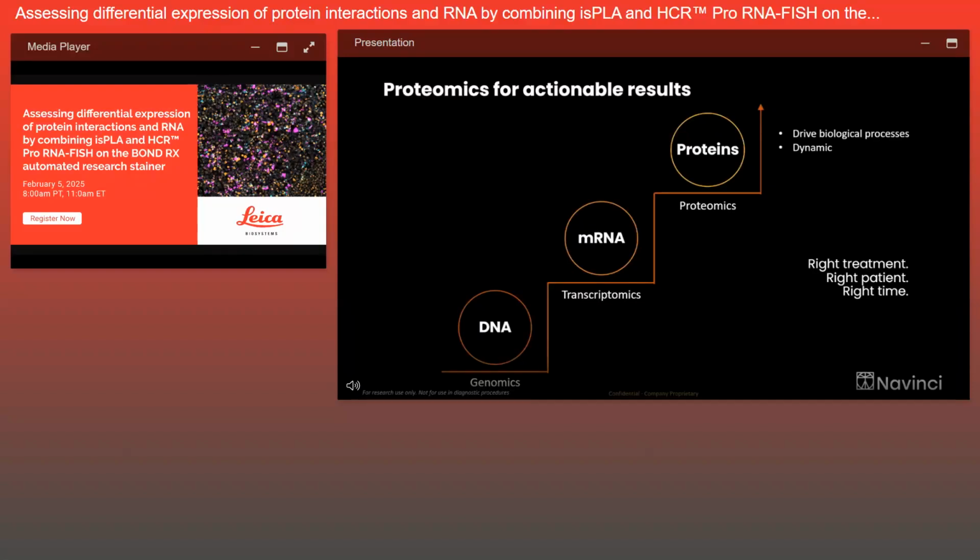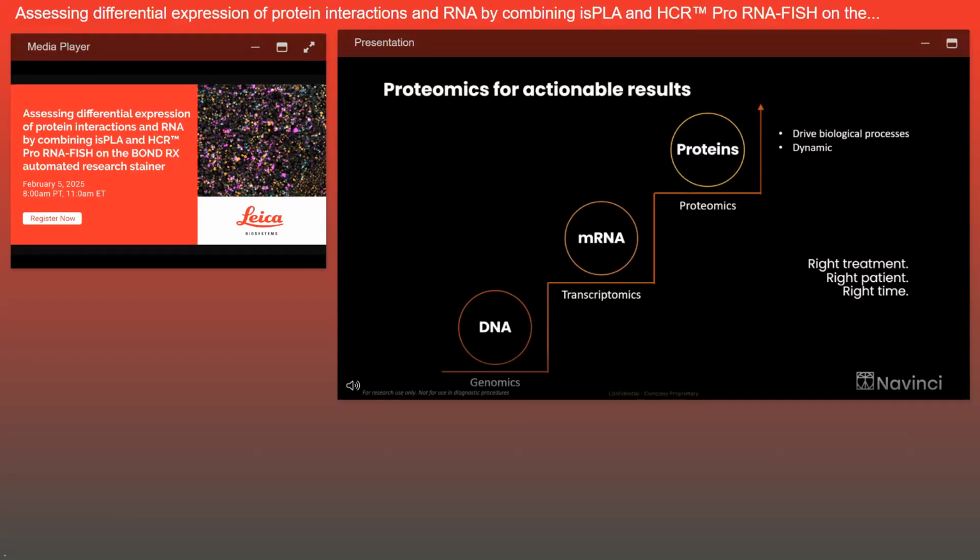So why should we look at proteins? As opposed to DNA and mRNA, proteins drive almost all of the biological processes within our bodies, and they're also dynamic. So in order to find the right treatment, i.e. drug, we need to look at proteins as they're most often targeted by those drugs. To treat the right patient, it's been shown that proteomic studies are required for the best patient stratification. And to treat the patient at the right time, as I mentioned, proteins are dynamic, which means they carry time information. Months before symptoms of a disease are seen, the disease can be reflected within the protein profile.